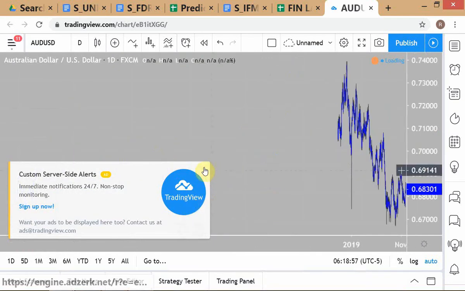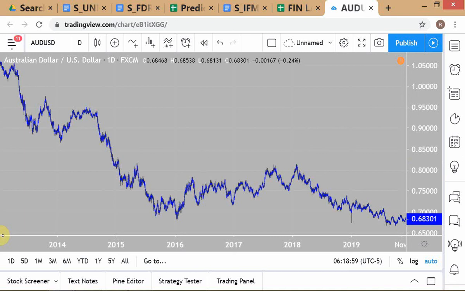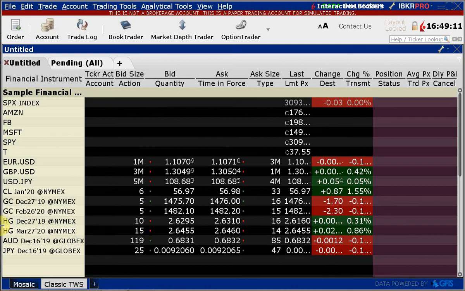What is the base asset in Aussie when you are trading spot Aussie? What is the base asset? Aussie. Terms asset is US. So spot Aussie and Aussie futures both are traded in the same way, with Aussie as the base asset.